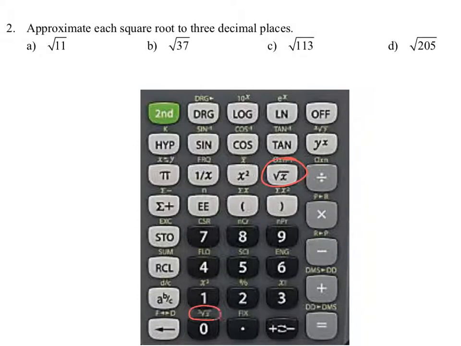We also have a cubed root. It's in a green print, so use the second and then that button. And then for some of the other roots, the nth roots, you want to use this button right here. So press second and that for other nth roots. Take the time to learn your calculator so that you'll be able to do these quickly for assignments, quizzes, and tests.